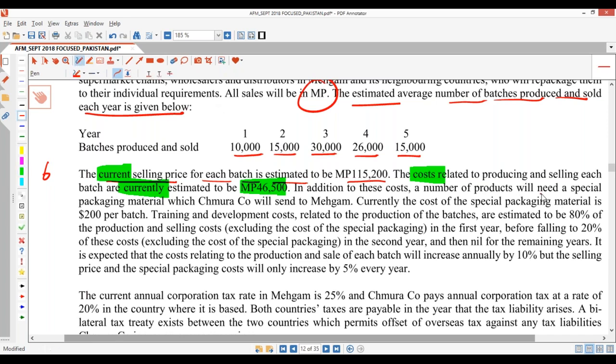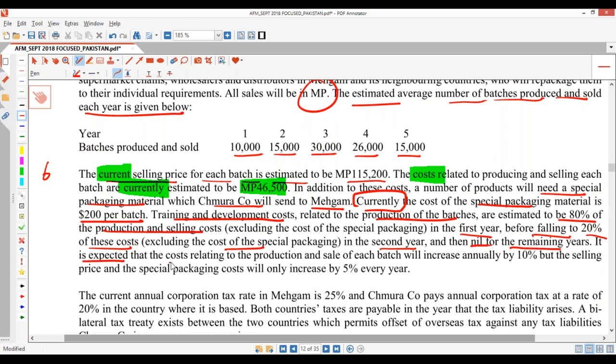In addition, there will be a special packaging that Kimura will send to Megam. Currently, again, this is going to be 200 per batch. Training and development cost is estimated to be 80% of the production and selling cost in the first year, before falling to 20% of this cost, excluding the cost of packaging, in the second year, and then nil in the remaining years.